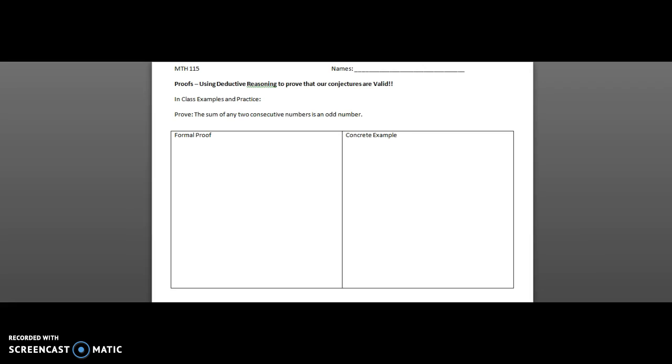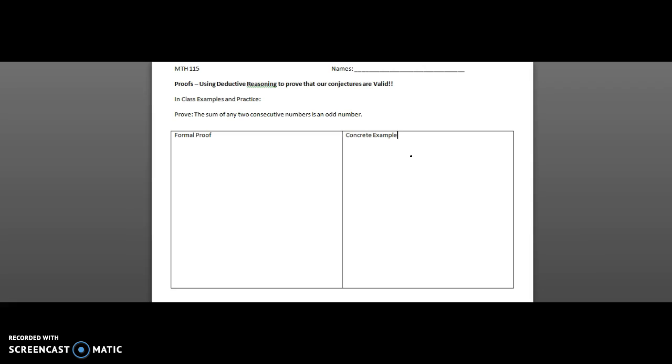Okay, so we are going to be starting with a concrete example. And concrete examples begin with a numeric example. So we're going to look at our conjecture: the sum of any 2 consecutive numbers is an odd number. So I'm going to start with a numeric example. I don't want it to be too big because that's cumbersome.